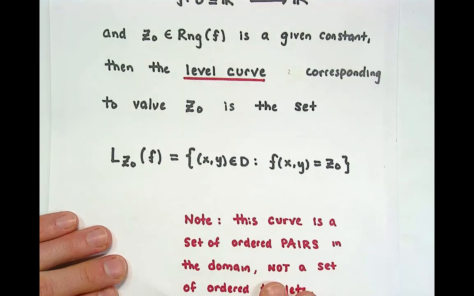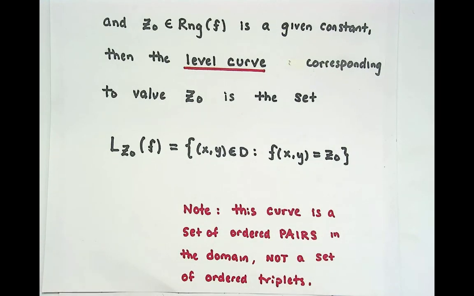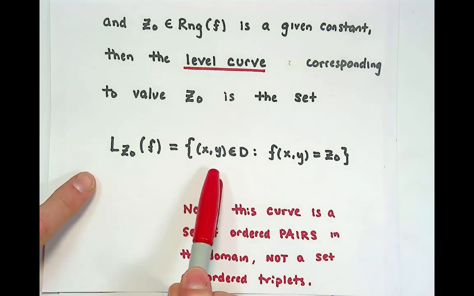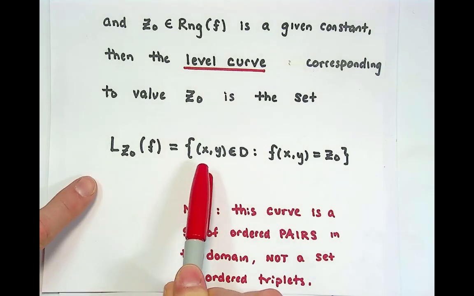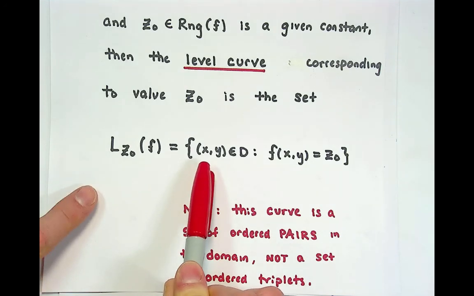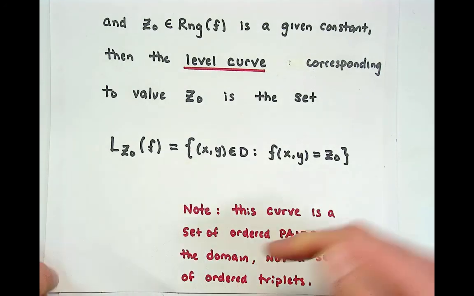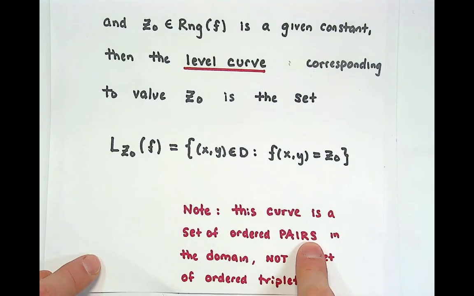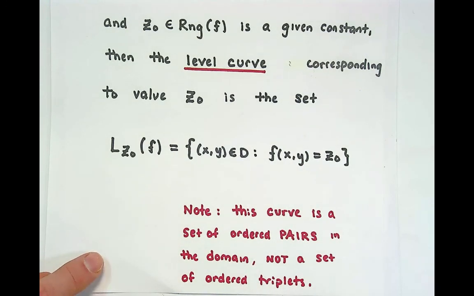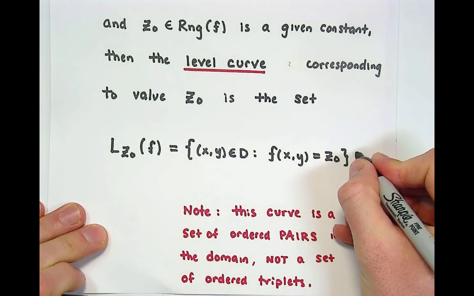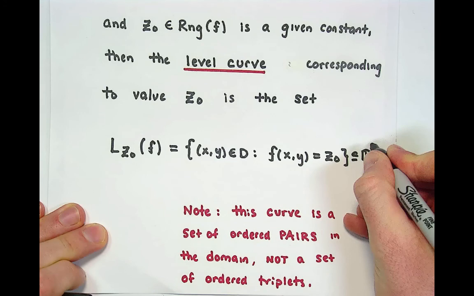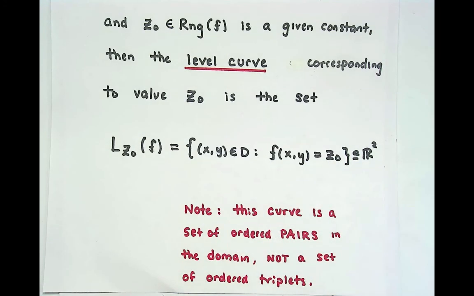I want to highlight something really special. This curve that we're going to graph, these end up to be curves in many situations. Sometimes they're points, but mostly they're curves. This curve comes from a set of ordered pairs, not a set of ordered triplets. And the way to think about this is that level curves are in R2. Thus, the graphs of these are in R2. Contour curves, in contrast, are in R3. They're sets of ordered triplets.